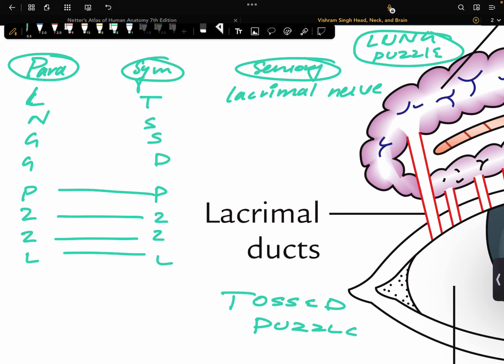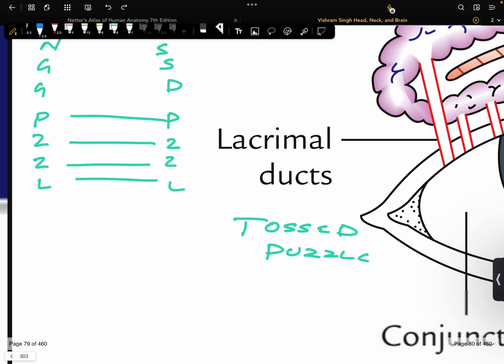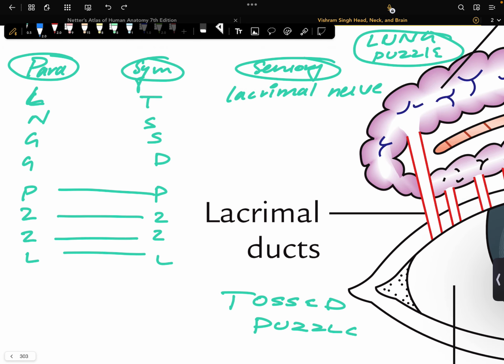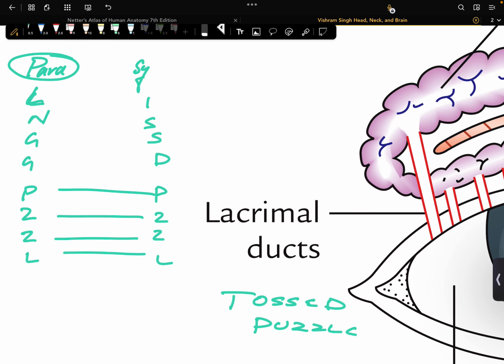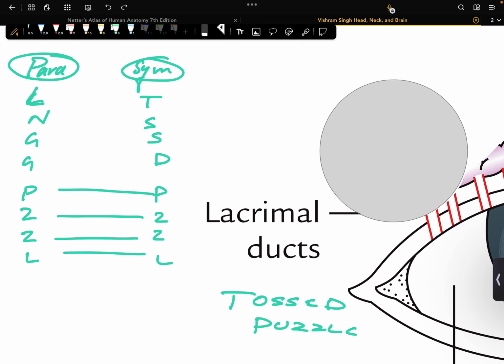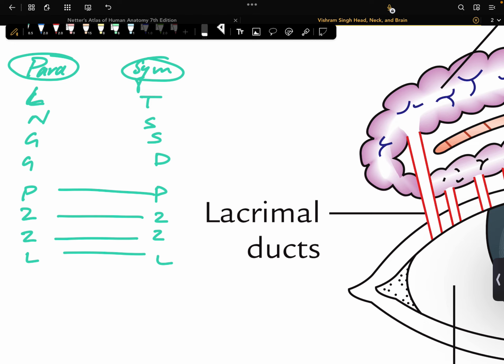L for lacrimatory nucleus. So L codes for lacrimatory nucleus. I will be explaining. L for lacrimatory nucleus. So L is for lacrimatory nucleus.